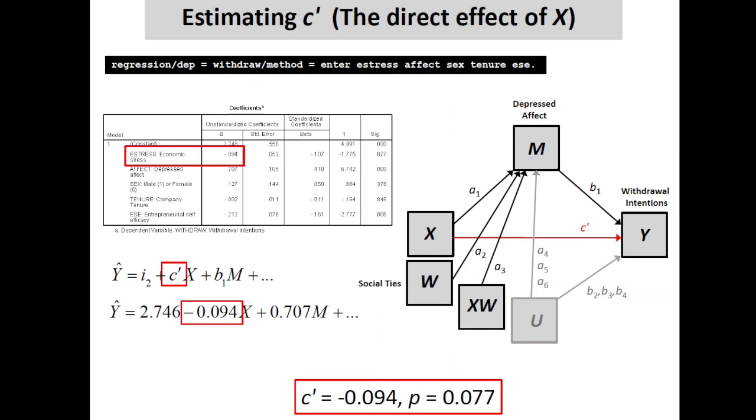Let's talk about estimating the direct effect. There's nothing really to talk about, fortunately. It comes right out of that model for y. It's just that C prime path, and that's minus 0.094. And that is not statistically different from 0. You've seen that before. We started the talk with that.